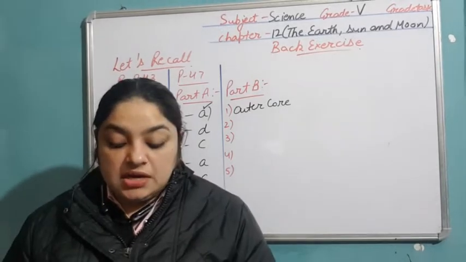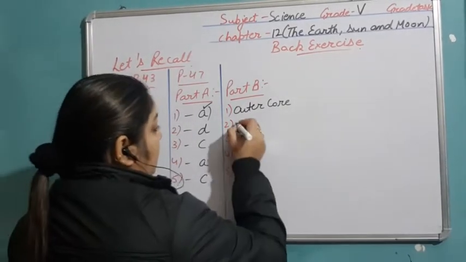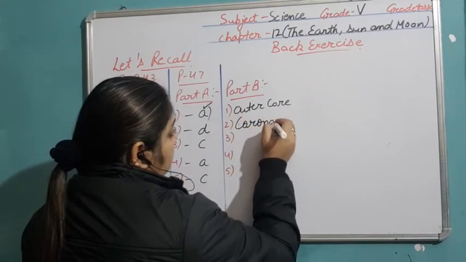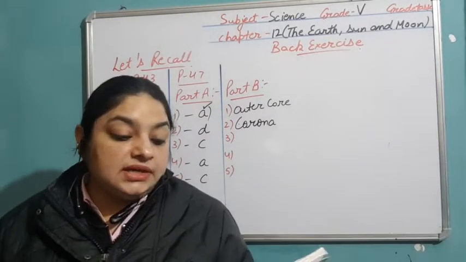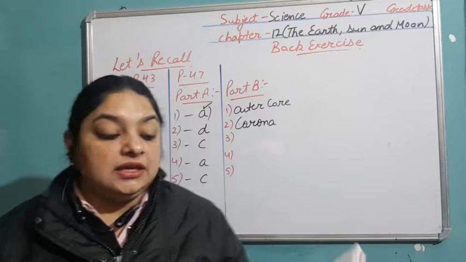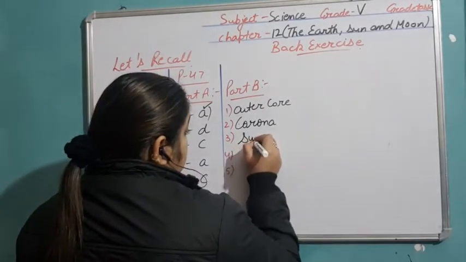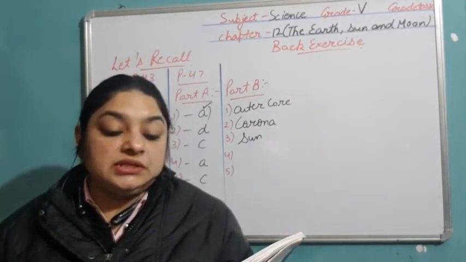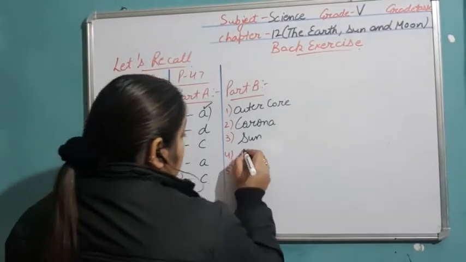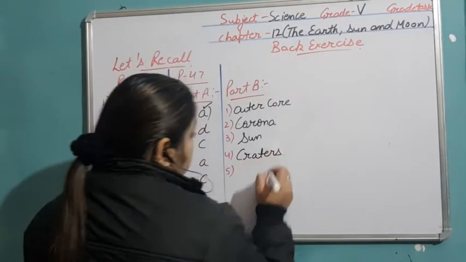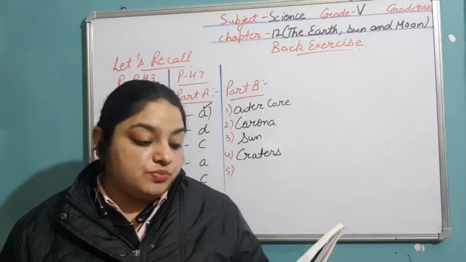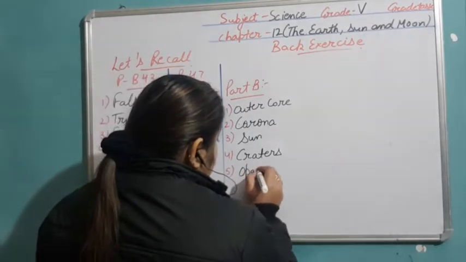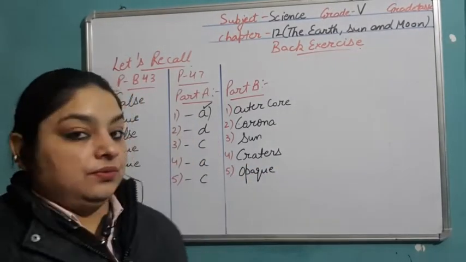A thin layer of air around the sun is called corona. Third is, the dash is made up of hydrogen and helium. Answer is sun. The surface of the moon is covered with dash and mountains with craters. And when a dash object comes in the path of the light, it casts its shadow. Answer is opaque. Opaque objects block the rays of light and cast the shadow.